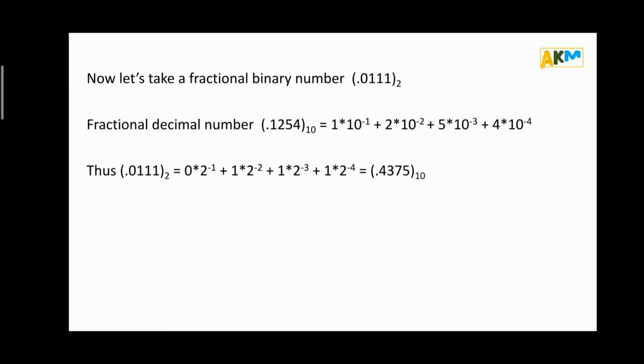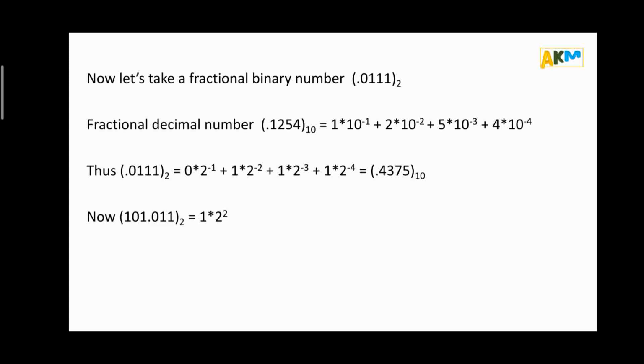So if we calculate the result of this multiplication and addition, we get 0.4375 in decimal system. So the value of 0.0111 in binary number is 0.4375 in decimal system. Thus we have learned conversion of a fractional binary number to decimal number. So if we get a number which is comprised of integral and fractional part both, let's take an example. Let's see how to convert it.